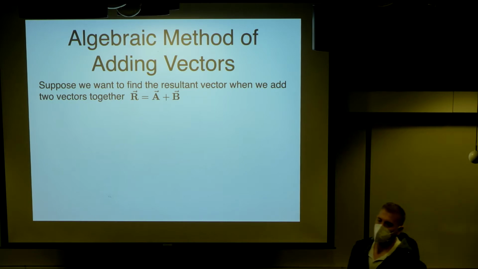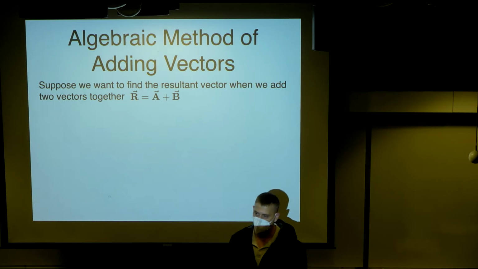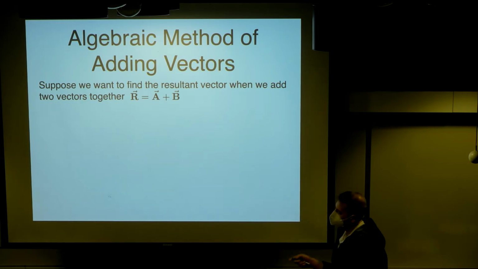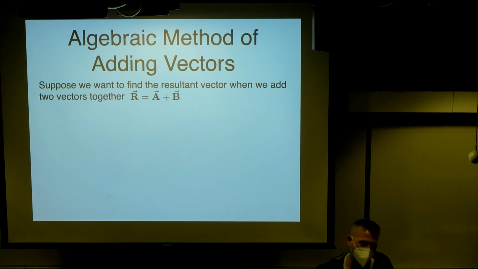Okay, so now what we're going to do is move from the graphical method of adding vectors, which involves drawing the vectors on a diagram and showing them connected tip to tail. And we're going to move on to the algebraic method. So this just involves pure numbers. We actually don't even need to draw a diagram to do it this way. And usually, if you're trying to make a quick calculation, this is the way you're going to go. So let's now talk about how this works.